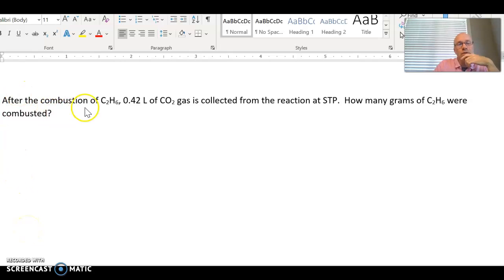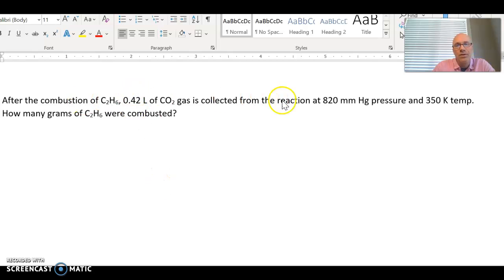So, one more example. After the combustion of this chemical, we collect 0.42 liters of carbon dioxide gas at standard temperature and pressure. I'm just going to adjust this question a little bit to make it something that would require a gas law. So instead of standard temperature and pressure, we're going to say that it's collected at this pressure and this temperature right here. How many grams of this were combusted?